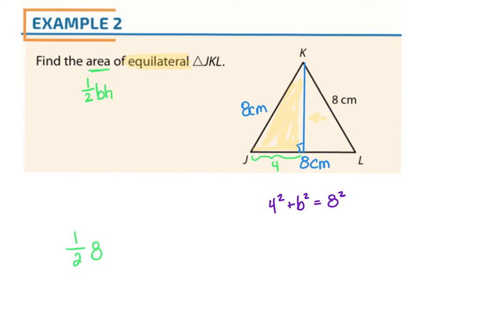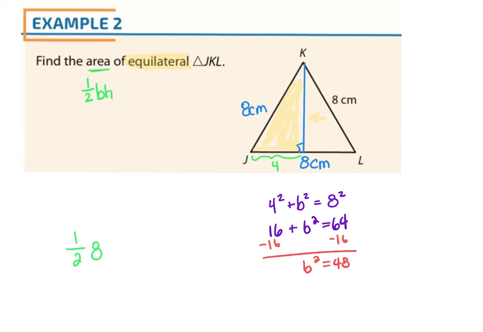So when we calculate this, we have 16 here, plus b squared. We have 64 here. What's my next step to solve for b squared? Yeah, I need to subtract 16 from both sides. B squared equals 48. 48 does not have a perfect root.